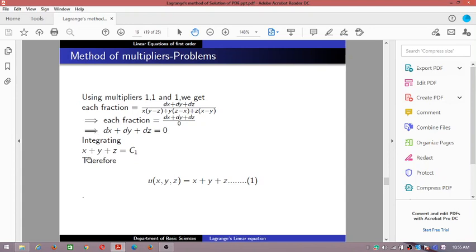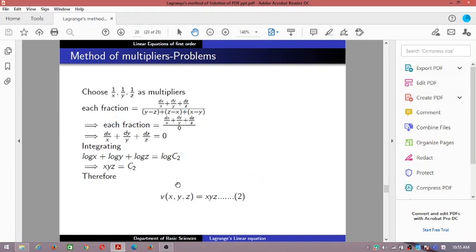Integral dx is x, plus integral dy is y, plus integral dz is z, equal to integral of 0, which is a constant. Therefore, u of xyz is the functional part, that is x plus y plus z. We have got one solution. We require one more solution. For that, we should choose another set of multipliers.